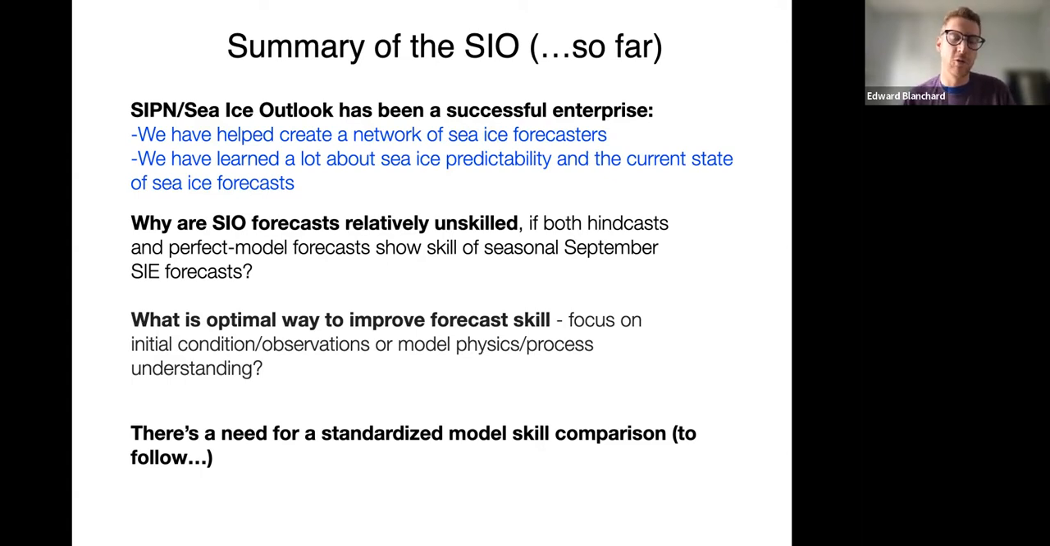And so where we are now is, what's the optimal way to improve the skill of these forecasts? We have finite resources, and there are many things you could work on. You can work on initial conditions, or is it model physics that are more important? Both perhaps. And then to hopefully introduce Mitch's talk, we know that there's a need for standardized model skill comparison. And so without stealing any more of Mitch's thunder, I'll let him carry on.